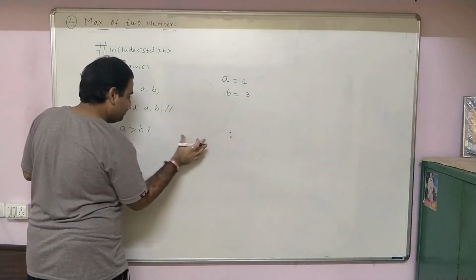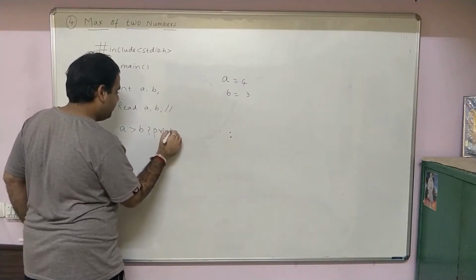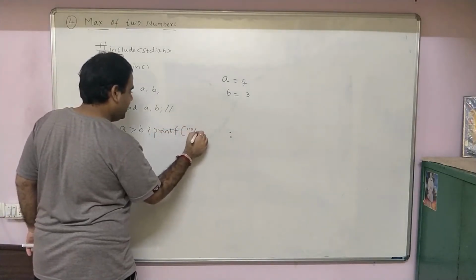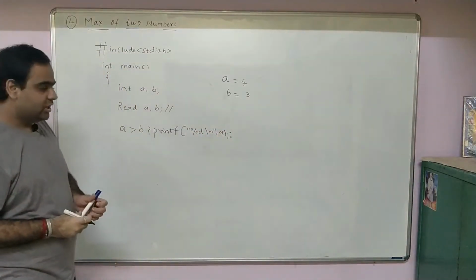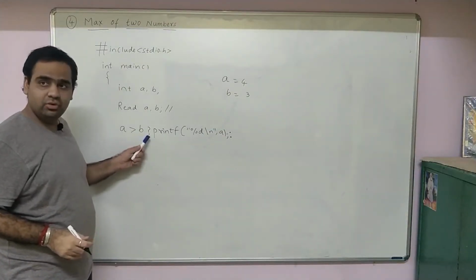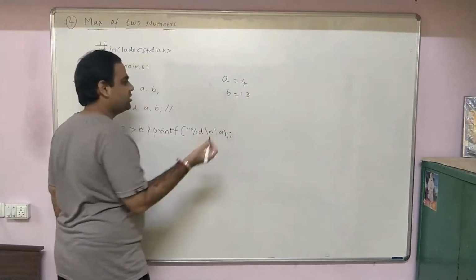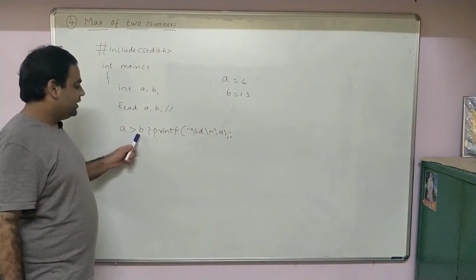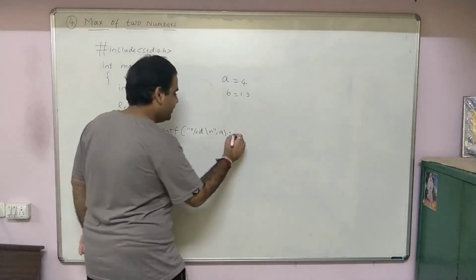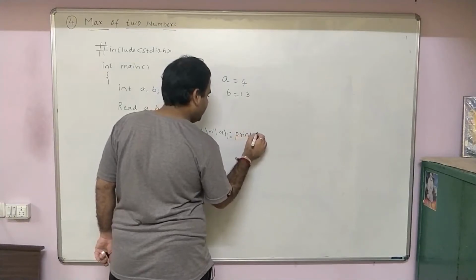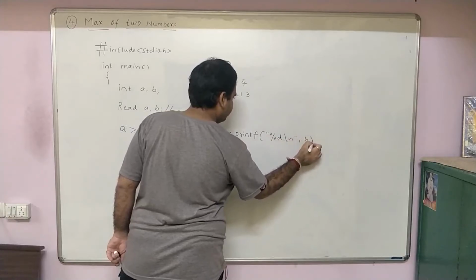If it is true, this part should be executed. And what do I write over here? I say printf percentage d slash n comma a. Now check here, 4 is greater than 3 is true, therefore it prints the value of 4. Suppose a is 4 and b is 13. 4 greater than 13 is false, therefore this should not be executed, and this printf will be executed. And what do I write over here? printf percentage d slash n comma b.